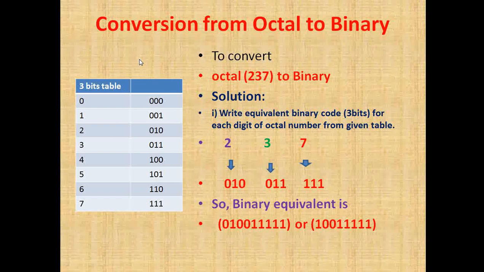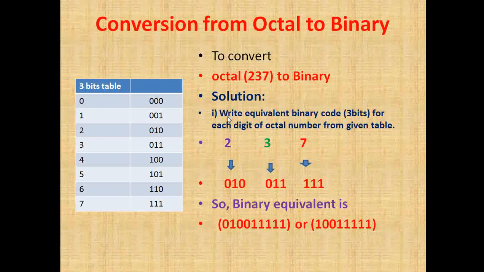Now let us see how we can convert an octal number to its binary equivalent. Suppose we are given an octal number 237, and we are supposed to get its binary equivalent. Again we will need to create this table, and you already know how to create this table in 3-bit form. So 0, 1, 2, 3, 4, and again this is 4 zeros, 4 ones, 2 zeros, 2 ones, 2 zeros, 2 ones, and 0 1 0 1 0 1 0 1, right?